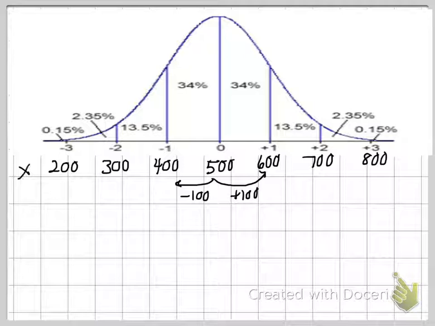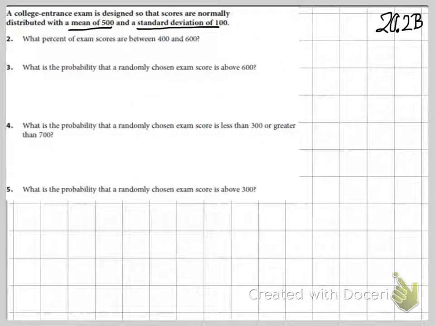These are the numbers I call my x numbers, and these are the numbers I call my z numbers. The x's are the numbers they ask you about in the problem. The z's are the numbers that go with the curve that we use to standardize it so we can use all these percents. Let's go back and see what kind of problem we actually have to deal with.